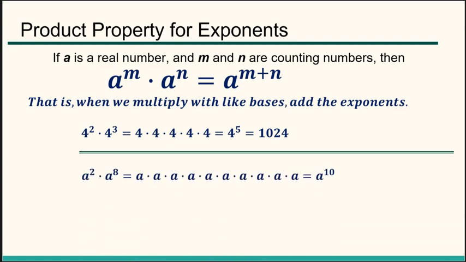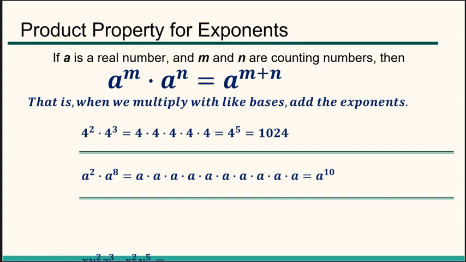A raised to the second times a raised to the 8th would be equal to 2 a's and then 8 a's. You can count those if you want to, but there's 10 of them, or you could just do 2 plus 8, and that's 10. That's the way I like to play.